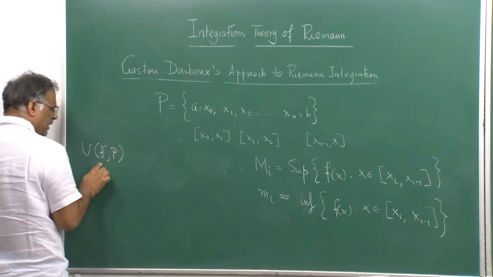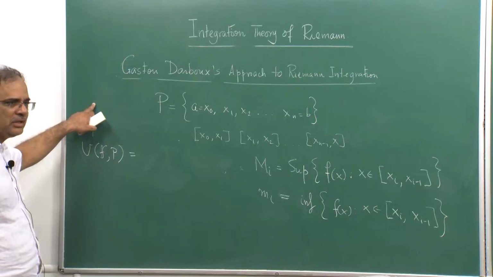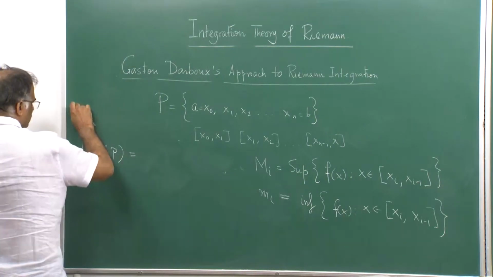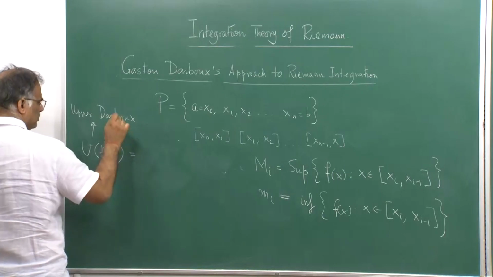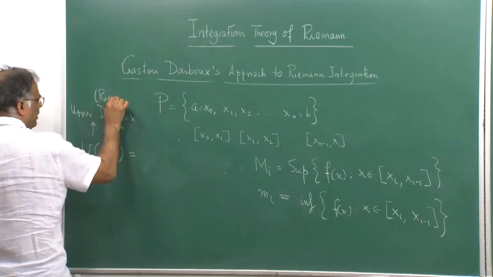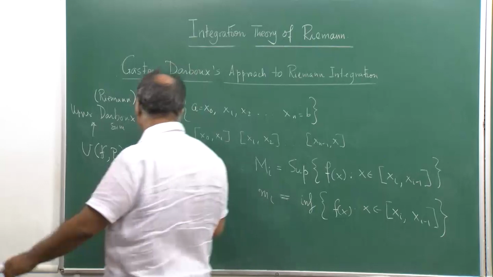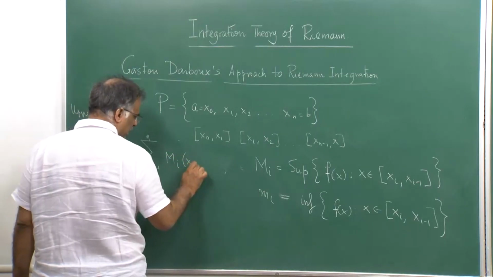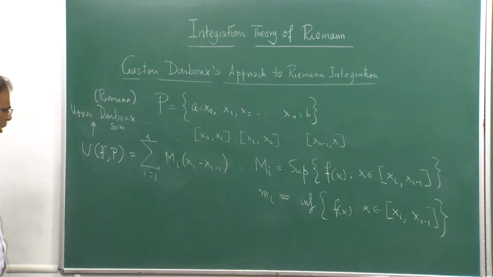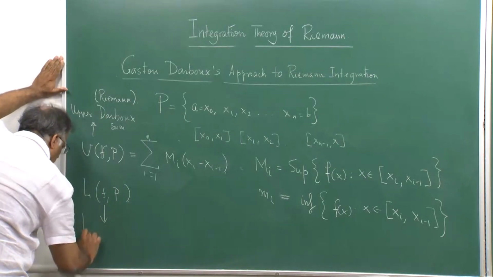UFP. So given the function and given the partition, the upper sum, in the literature some people call it the upper Riemann sum, but actually it should be called the upper Darboux sum. When I was a graduate student, I was told that this is called the upper Darboux sum. It does not matter; if you replace the word Darboux by Riemann, it is also accepted in the literature, because ultimately you are talking about the Riemann integral. Now, this is nothing but the summation for i equal to 1 to n of Mi times xi minus xi minus 1, and the lower Riemann sum or the lower Darboux sum, I will write it as the lower Darboux sum.